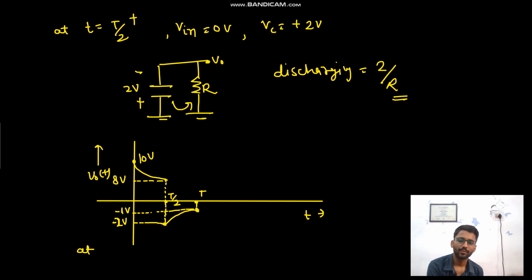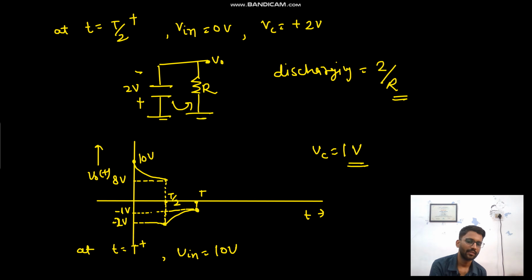This is V naught of t. At t equals T plus, what do we have? The Vin equals 10 volt. Now the capacitor is charged to 1 volt, Vc is at 1 volt. The circuit discharges until the capacitor is at 1 volt. So the capacitor is charged to 1 volt. So what is the circuit now?